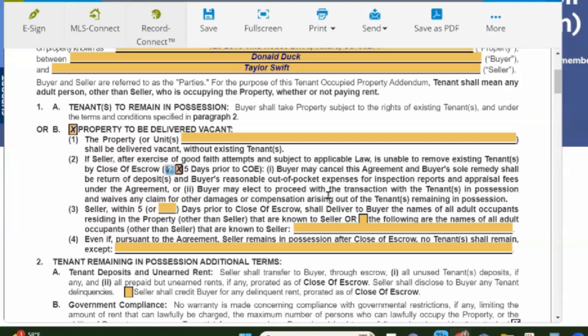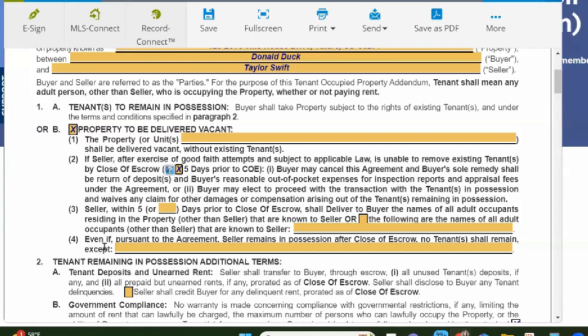Or the buyer may elect to proceed with the transaction with the tenants in possession. So if the seller is unable to get the tenants out, the buyer has a choice. Do we cancel or do we move forward? And that's going to be the buyer's decision. If you move forward, now you're the landlord and these are your tenants. And if the seller wasn't able to get them out, then good luck with you getting them out, right?